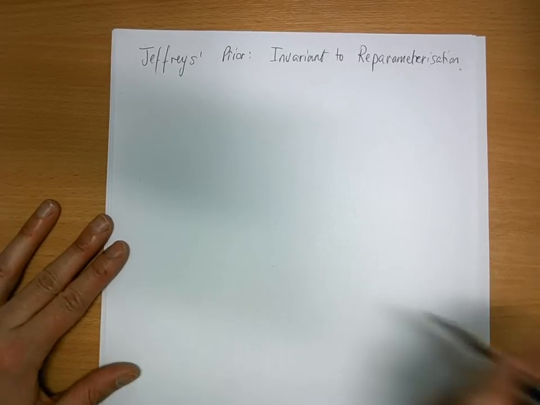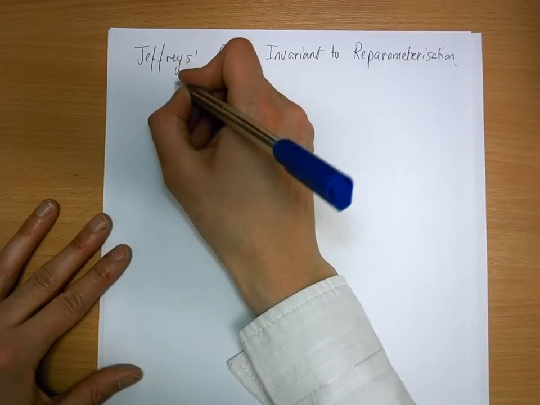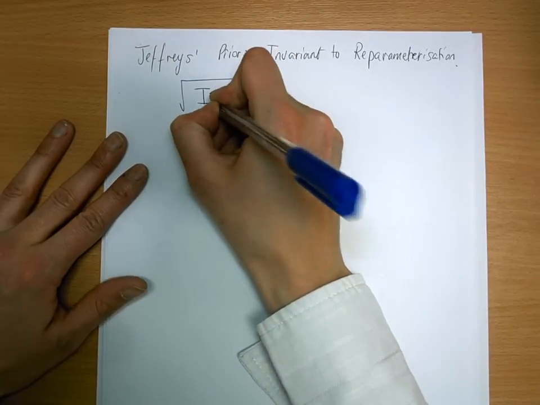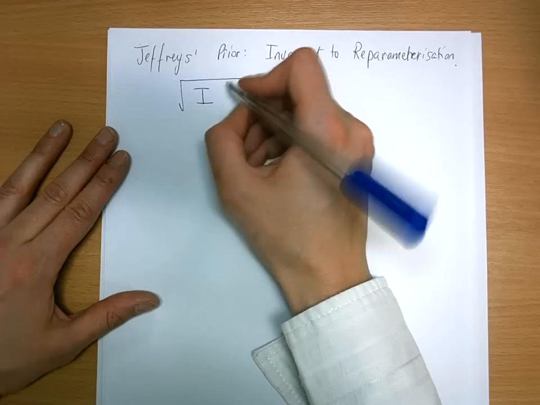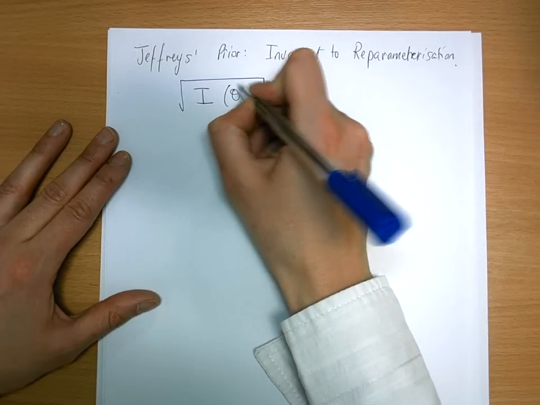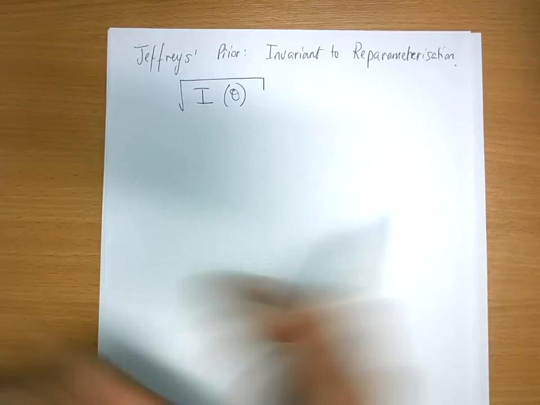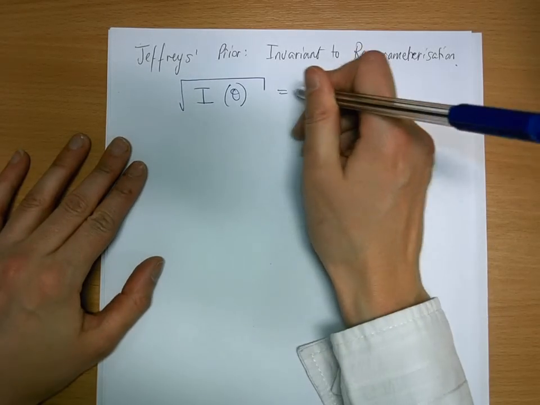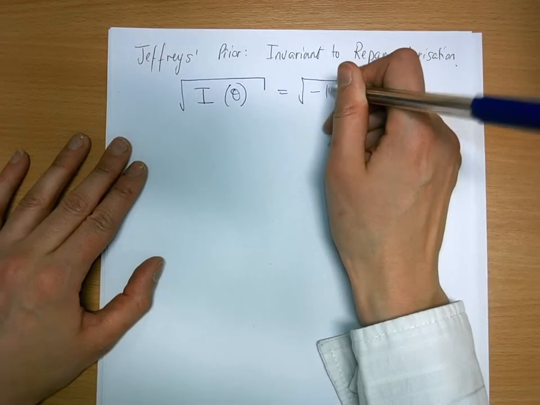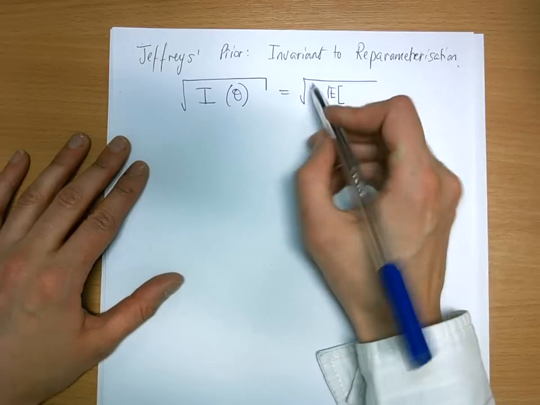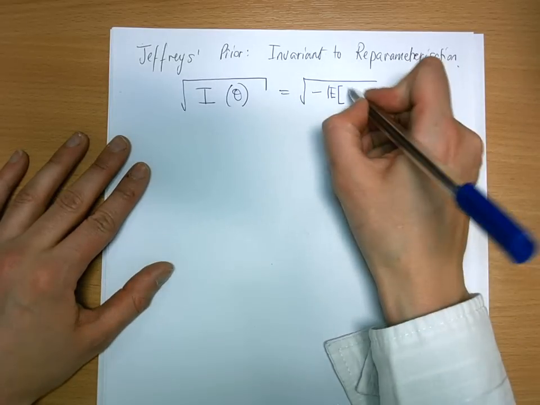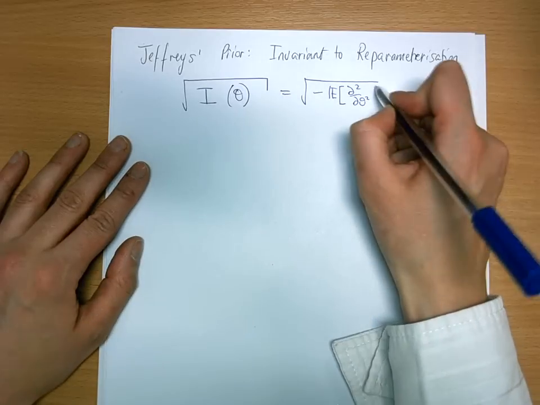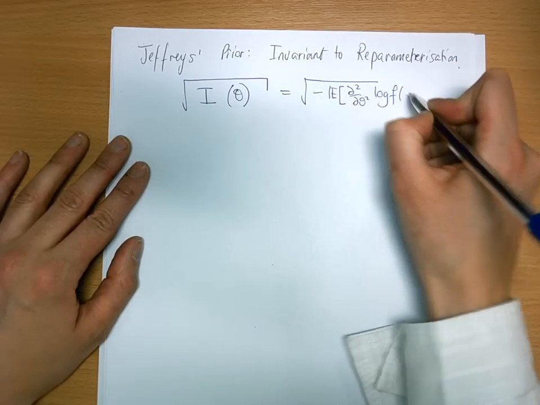And then we should know what the functional form of Jeffrey's prior is. It's the square root of the information function, which in general is I of theta. You replace theta by your specific parameter that you're interested in, which is the square root of the expected value, so it's minus the expected value of the second derivative with respect to whatever parameter you're interested in of log of the likelihood.